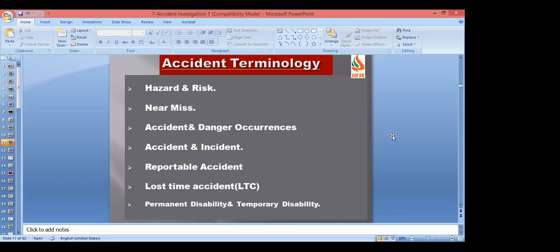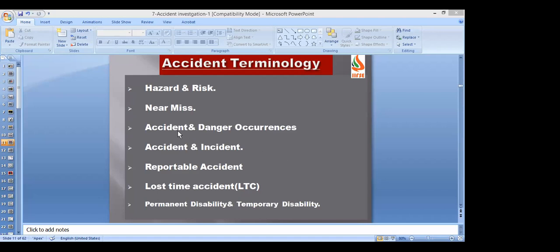But these near miss cases may have high potential to result in fatal cases as well. So we should not ignore near miss cases if we want to improve a safety culture. An accident and dangerous occurrence: already we have seen accidents, in the sense an unplanned or unexpected event which may result in physical injury, property damage, or environmental pollution. Dangerous occurrence in the sense a collapse or an explosion happens which does not result in a personal injury.